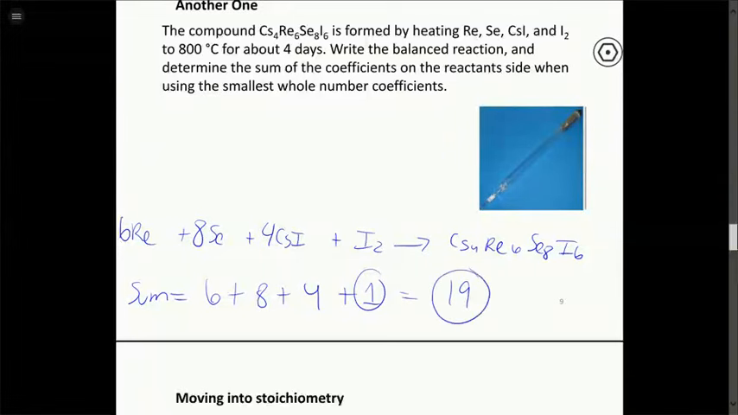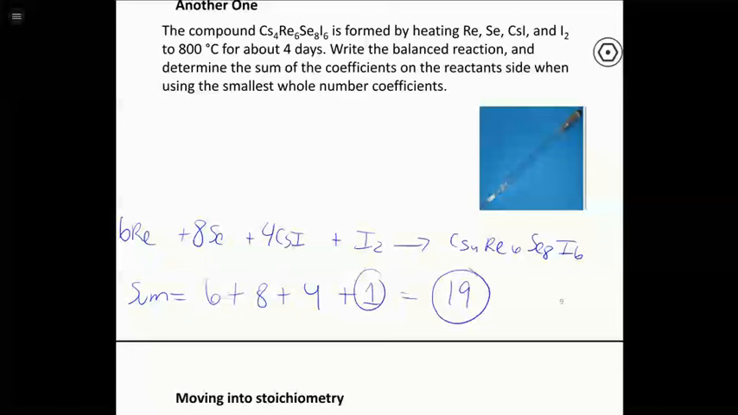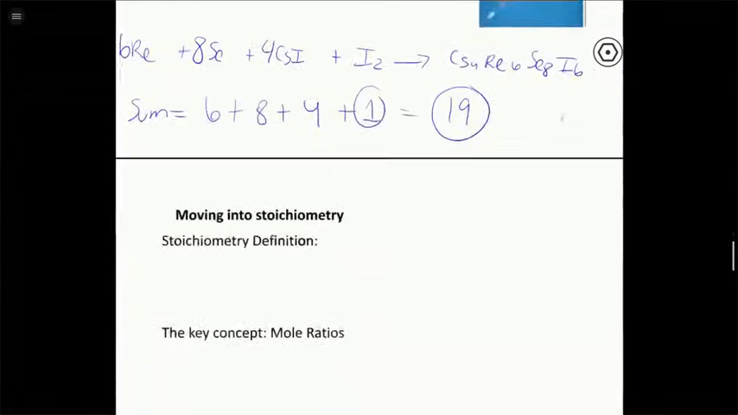All right, so this one shows, I didn't write the 1s in explicitly. If you don't have a coefficient in front of something, the coefficient is assumed to be just a 1. All right, so that's going to be how we balance reactions. Now let's move on to the next step, which is what we call stoichiometry.